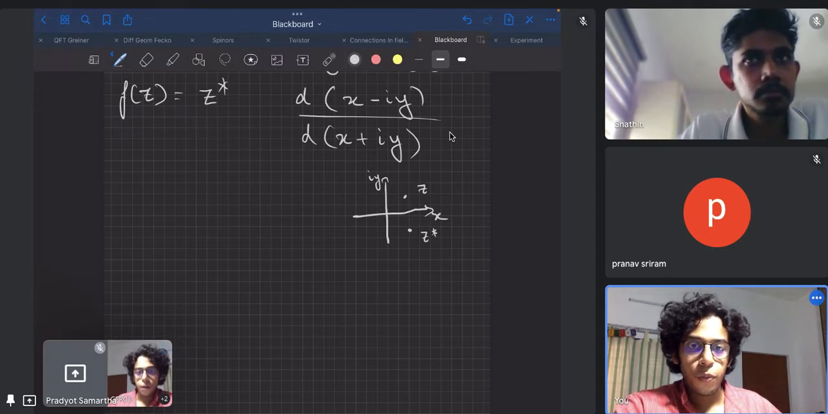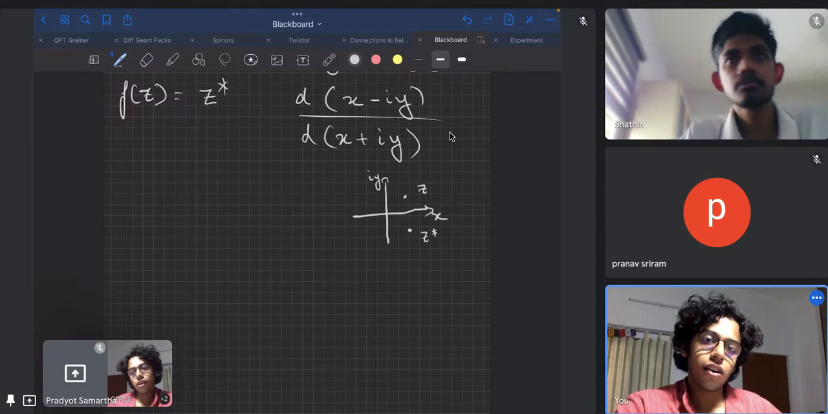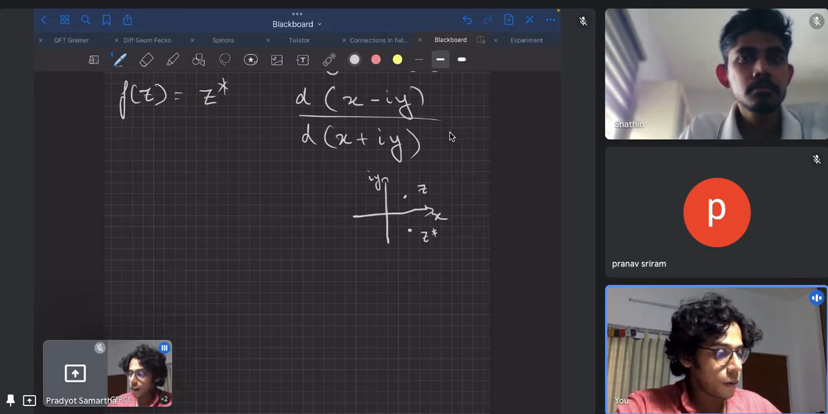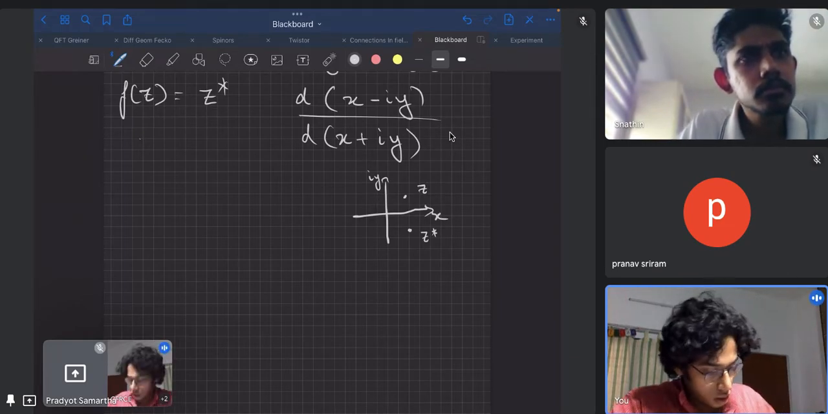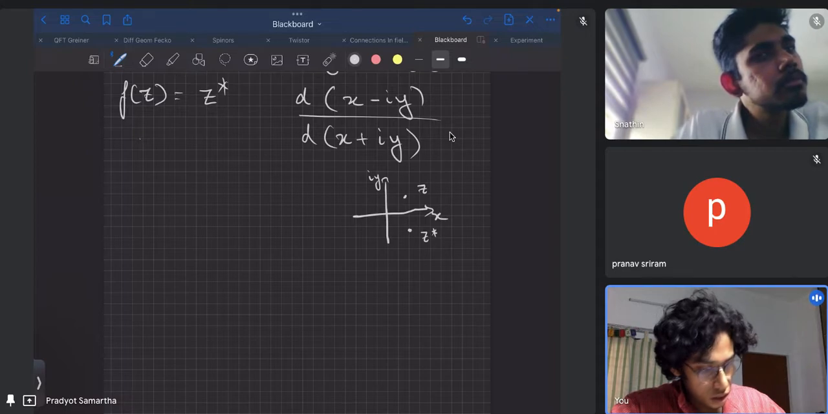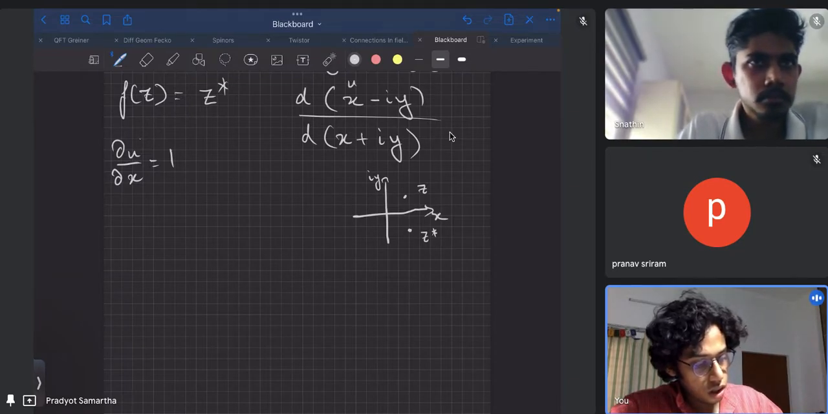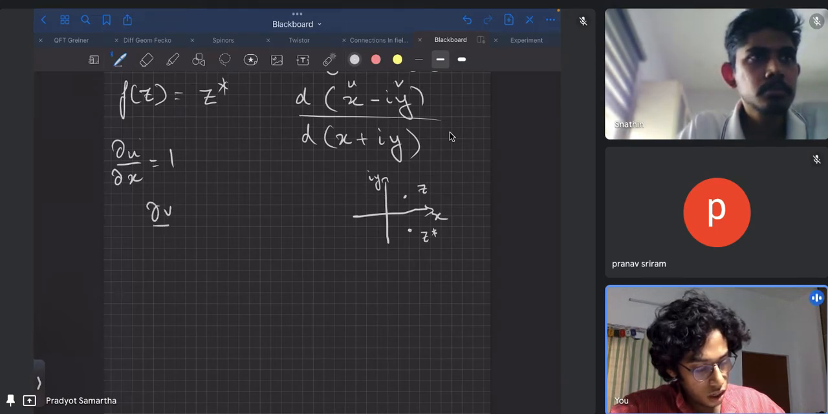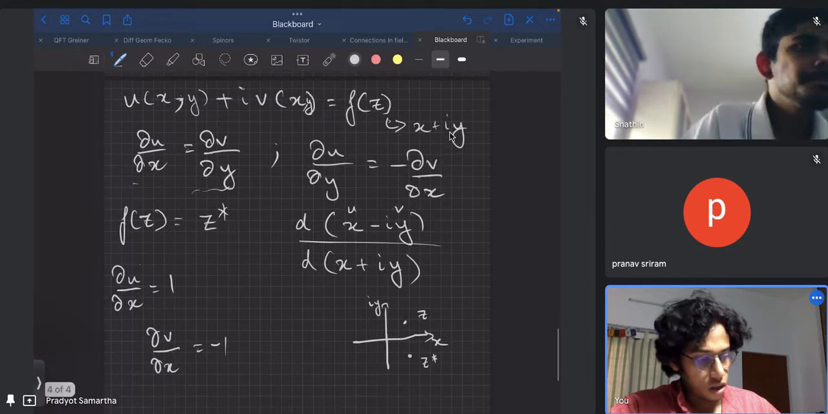Now what do we see here? Can we differentiate z conjugate with respect to z? Yeah, so let's look at this. To prove this out, we see that ∂u/∂x is equal to 1, because this is u and this is v. And then ∂v/∂y is equal to -1, where our first condition is not satisfied.